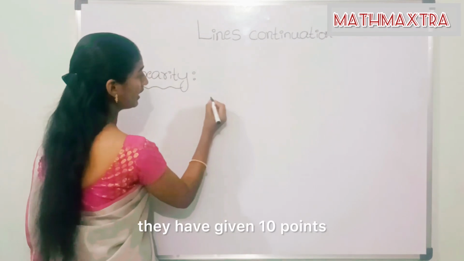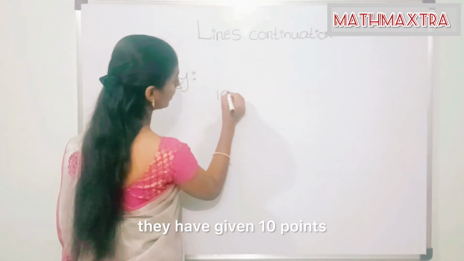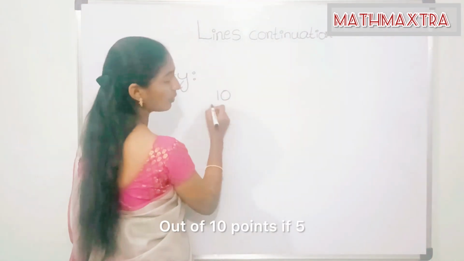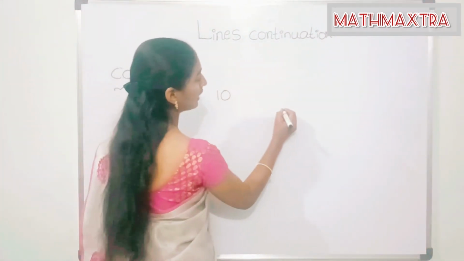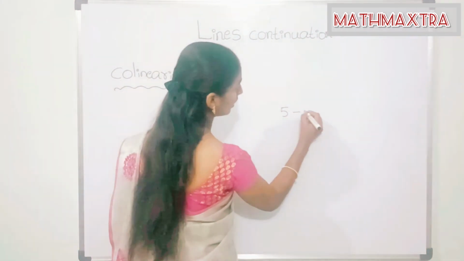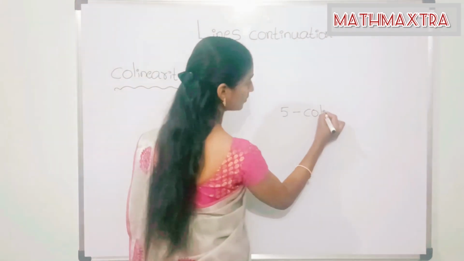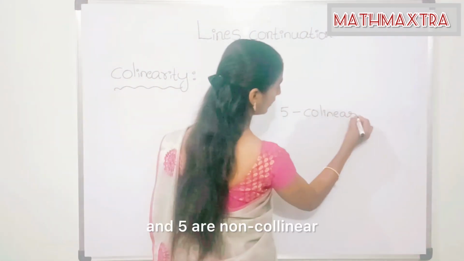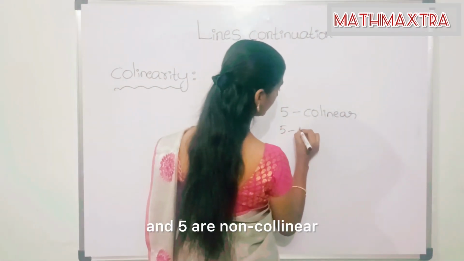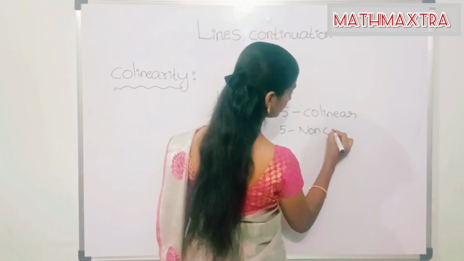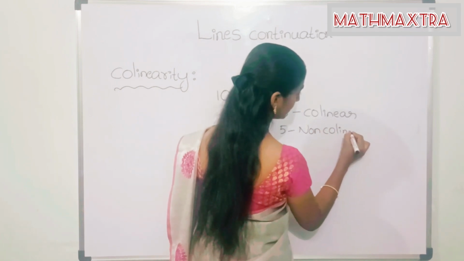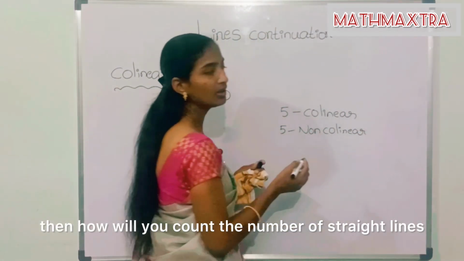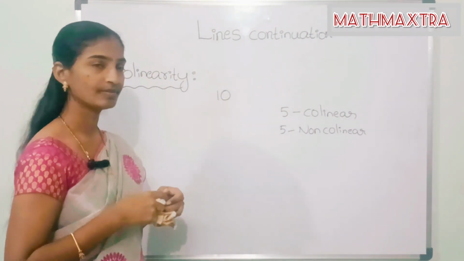See, they have given 10 points. Out of 10 points, 5 are collinear and 5 are non-collinear. Then how will you count the number of straight lines?